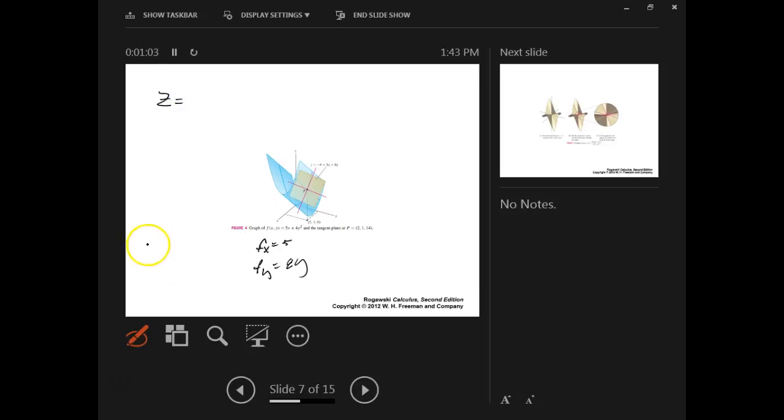We said f of (2, 1) is going to be 5 times 2 plus 4 times 1 squared, which is 4. That would be 14. That's where that came from. We went through all this again. So that is 14. Well, let me write down what the formula is first.